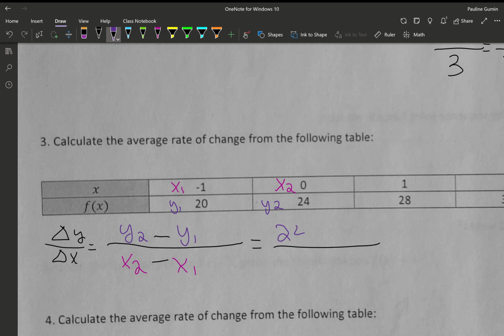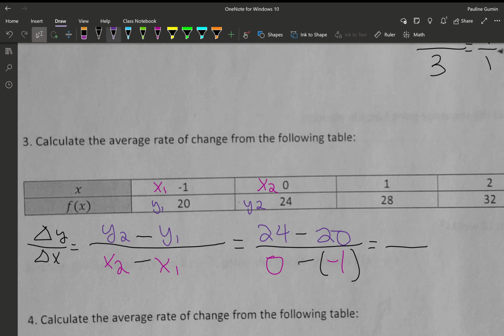y2 is 24, y1 is 0, so the top is 24 minus 20. Did I say 0? I feel like I said 0. y2 is 24, y1 is 20. x2 is 0, and x1 is -1. So on the bottom, we're doing 0 minus -1. Let's see what we get. 24 minus 20 is 4. 0 minus -1 is 1. So our average rate of change is 4/1.